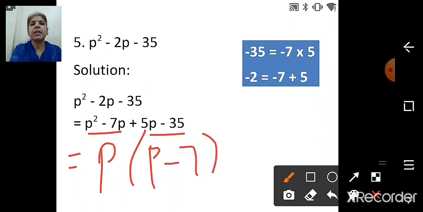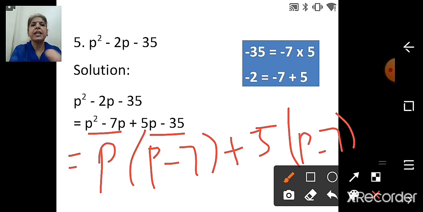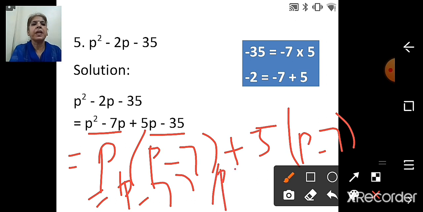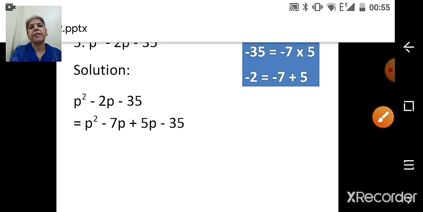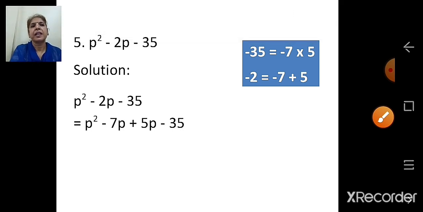Similarly, in the other pair, what is common? Plus 5. So uncommon will be, sorry, p minus 7. And p minus 7 is now common, so uncommon will be p plus 5. So you have to do it on your own, children. The factors you directly get are p minus 7 and p plus 5. Do it stepwise and you will be able to do it.